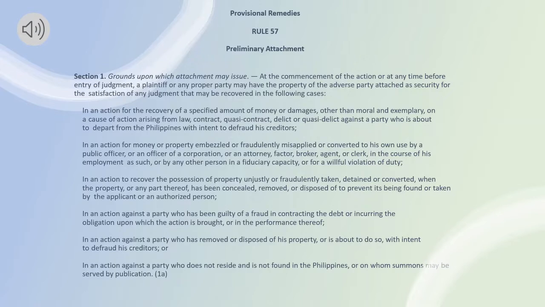(e) In an action against a party who has removed or disposed of his property, or is about to do so, with intent to defraud his creditors, or (f) in an action against a party who does not reside and is not found in the Philippines, or on whom summons may be served by publication.